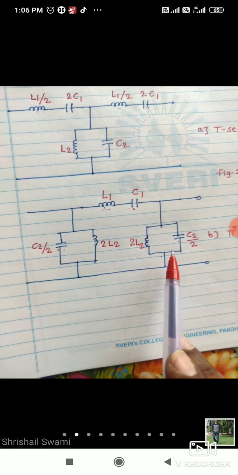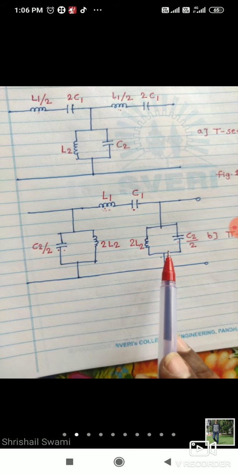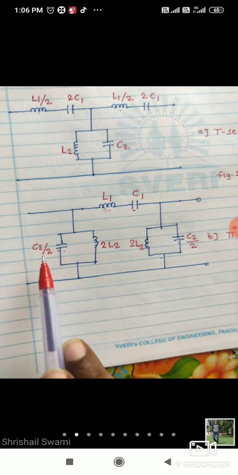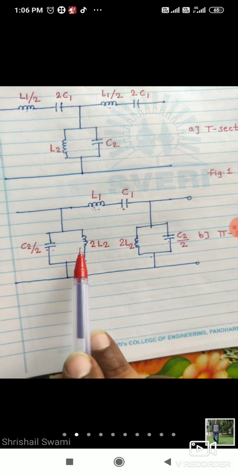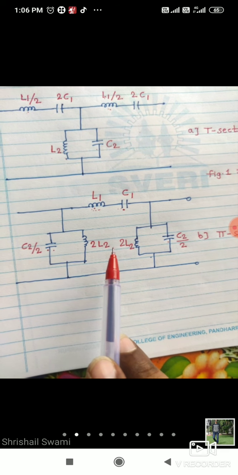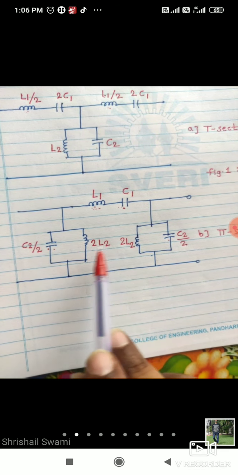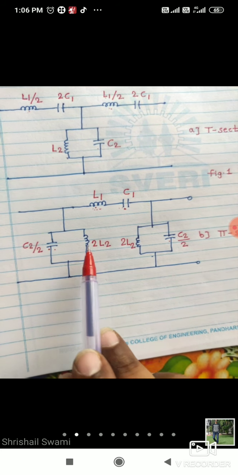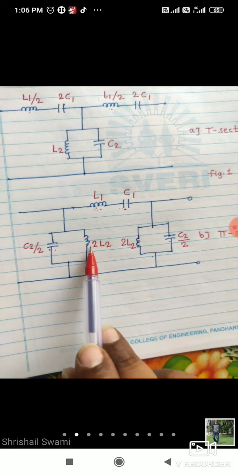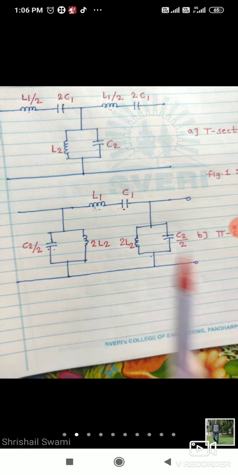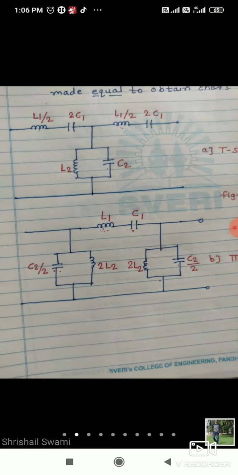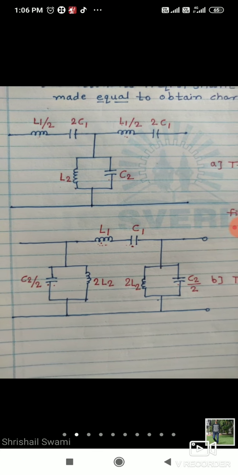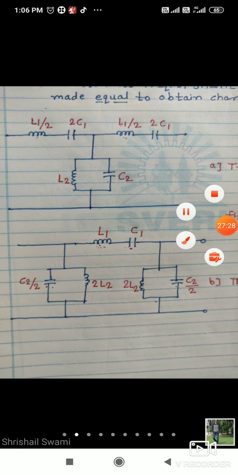Here two capacitors are connected in parallel. When it is parallel, in the low pass filter it was C/2, but here it will be C2/2. So recall the low and high pass filter. Inductors are in parallel, so when inductors are in parallel, it becomes 2L. So here 2L2, here also 2L2. In this logical way, you can remember the diagram. After practicing once or twice, you will be able to do it.